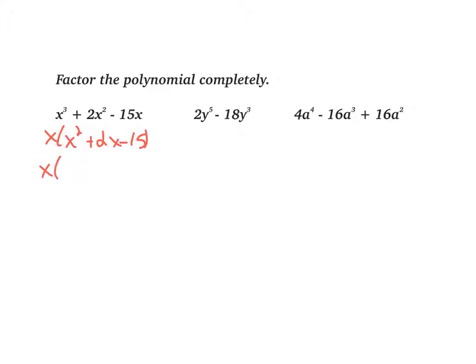I'm looking for factors of 15 or negative 15 that would give me a positive 2. I would go with x plus 5 and x minus 3. And that's factored completely. All right, so I took a couple of steps there.